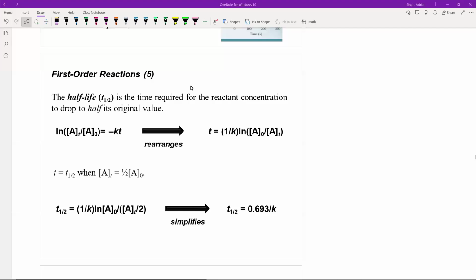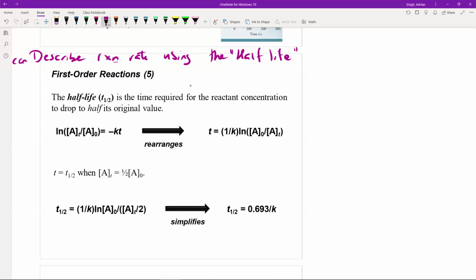So in addition to using the integrated rate law, sometimes we can describe the rate of the reaction, or describe a reaction rate, using what's known as the half-life. That's a term that you may have heard before, but we need to define it technically. The half-life is often abbreviated as t subscript 1/2, and it's a measure of time.